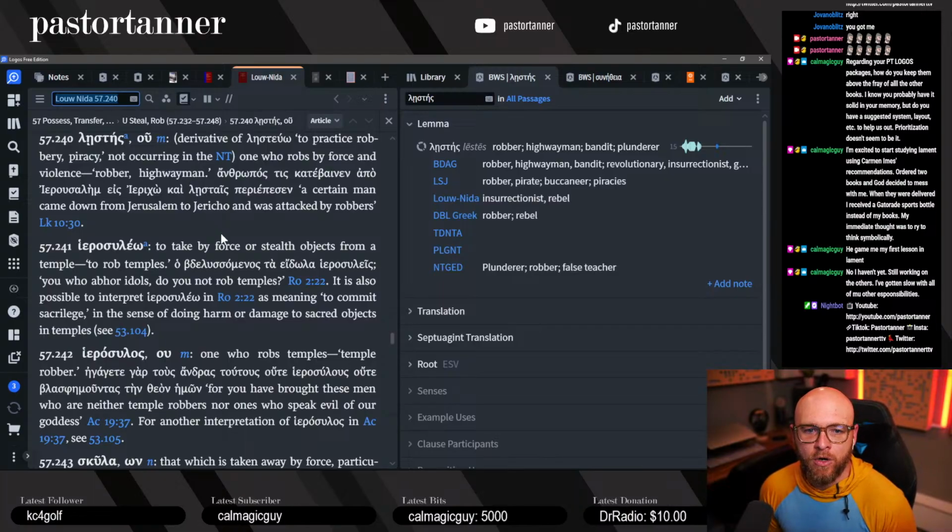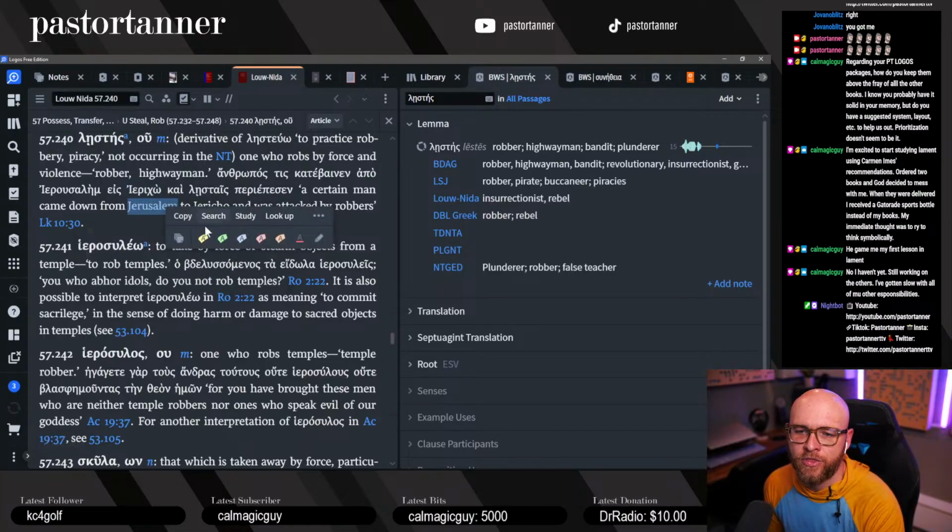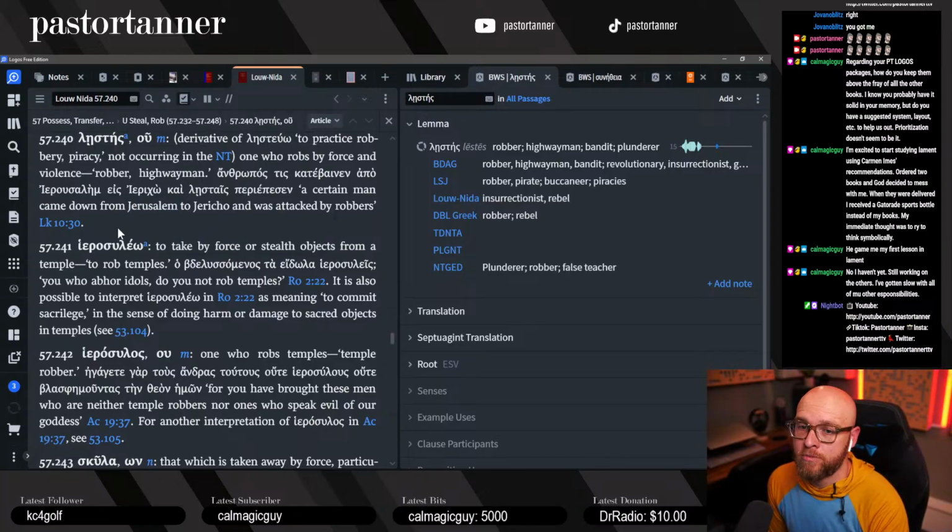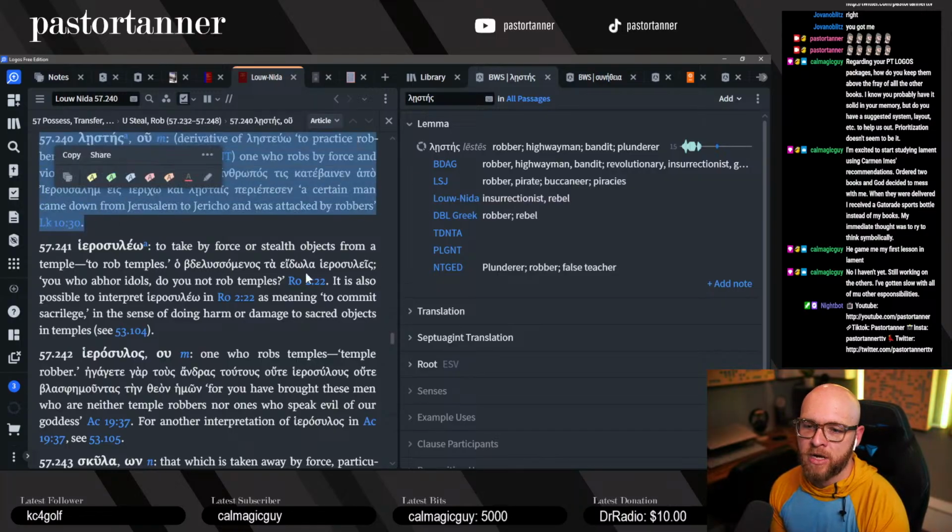Derivative of lestuo, to practice robbery or piracy, and not occurring in the New Testament. One who robs by force and violence, robber, highwayman. Anthropos tis katebainen apo Jerousalem eis Iericho kai leistais periepesen. A certain man came down from Jerusalem to Jericho. No, I was wrong. It's Jericho, and was attacked by robbers. Okay, and that's Luke 10:30. So if you want to know what this word means, go to the parable of the Good Samaritan.